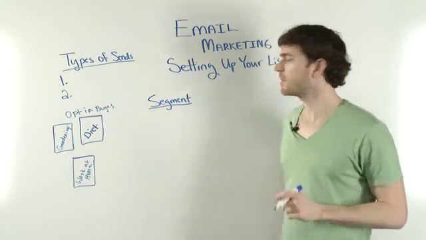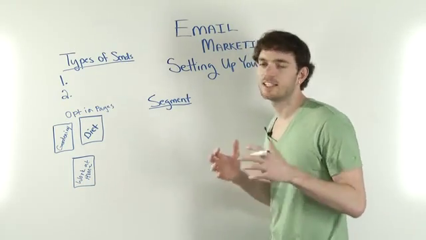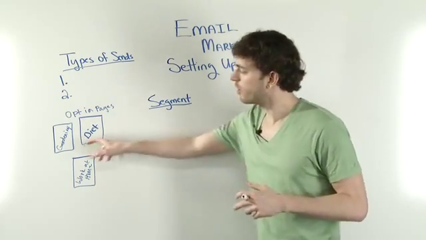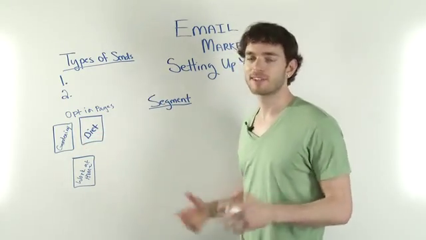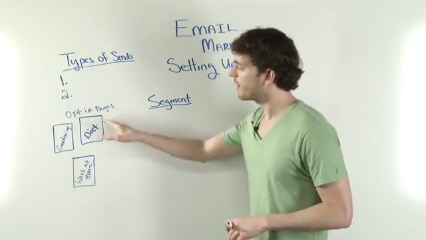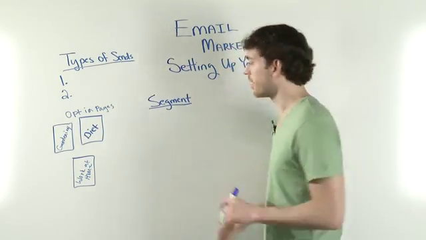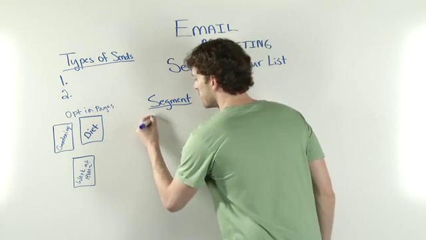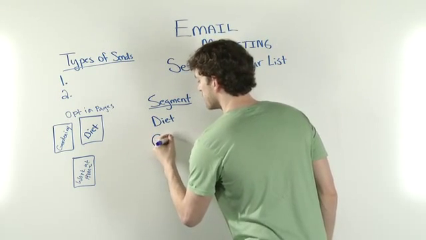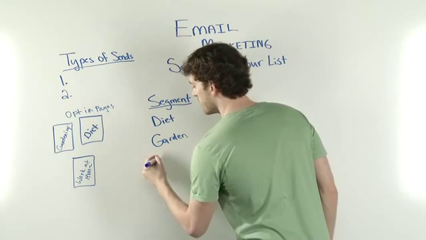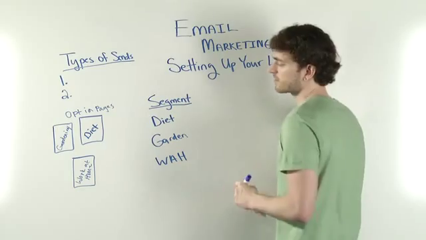Now what you want to do is make sure that when people opt in, they get emails that are relevant to what they opted in for. So you don't want somebody that opted in on a diet page to get an email about gardening. So here's what you do. For every opt-in page you build, you set up a list segment in Aweber. For this one, we would set up a dieting list. We would set up a gardening list. And then we would set up a work at home list. So we'd set up 3 lists.